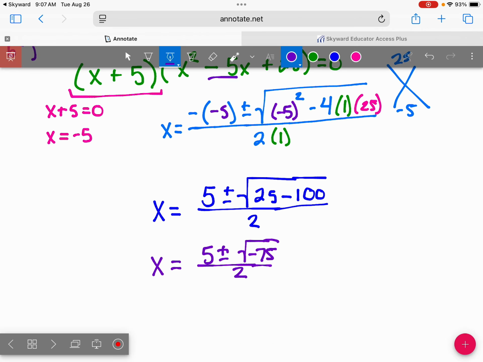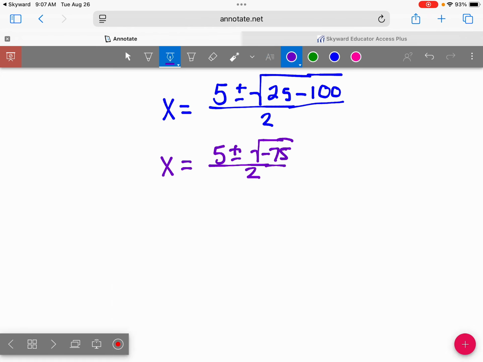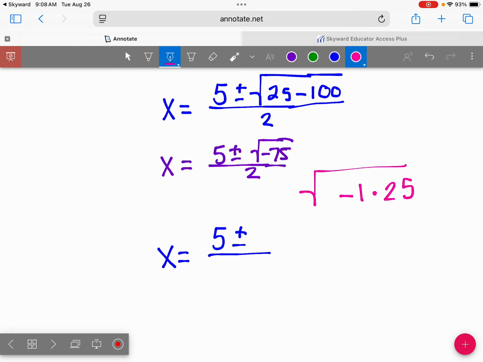I'm going to change the screen for a second. Let's simplify this just a smidge more because I don't like having that negative 75 there. 5 plus or minus. How can I split up that negative 75 into something that's actually not as gross? Well, I'm going to split it. So we can do our square root of, I'm going to split it up a little farther than that because our 25 is this. Negative 1 times 25 times 3 gives me 75. It all means the same thing.